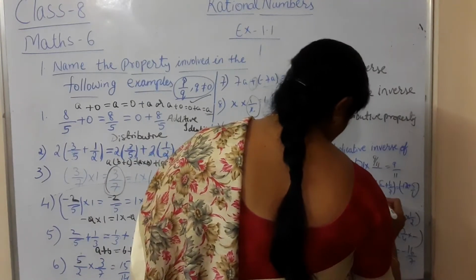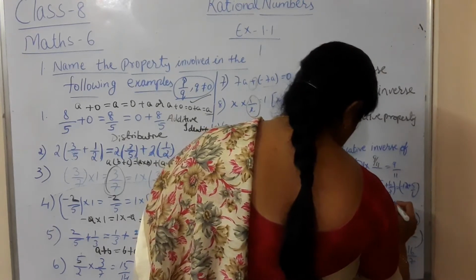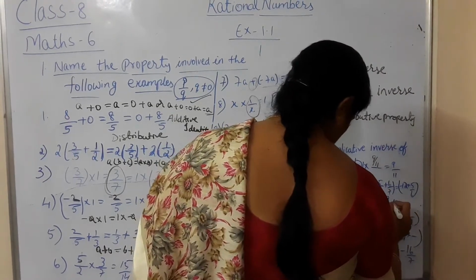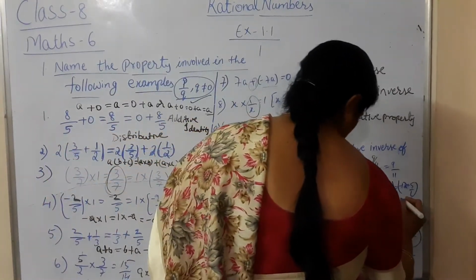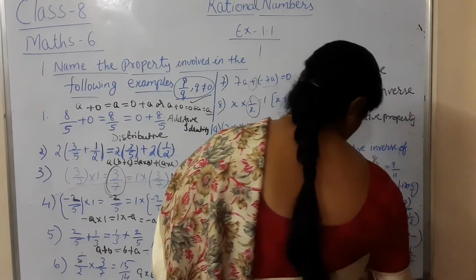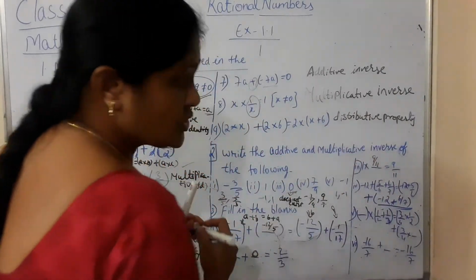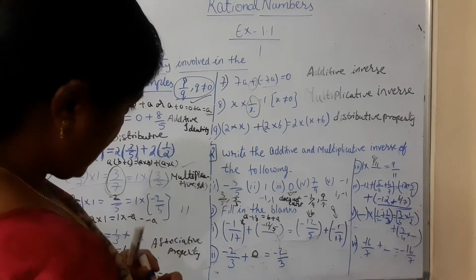So plus of minus 12 plus, because we have a plus sign over here, and in the middle also we have a plus sign. So minus 12 plus of 6 by 7. So in the blank you are going to write this one. It's a distributive law of addition. Yes.